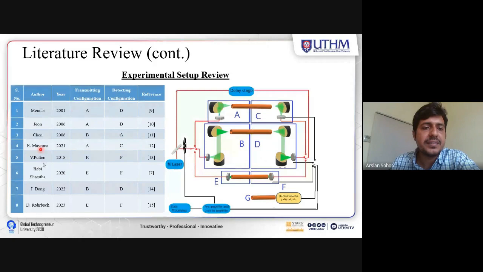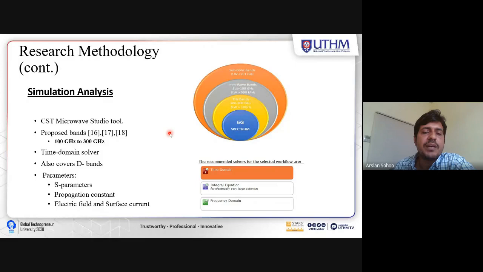So for the simulation analysis, we have used the CST Microwave Studio tool. And the band we have used is 100 to 300 gigahertz. It is the most proposed band by different researchers, scientists, and companies. And we have used the time domain solver. This band also covers the D band, which is the most recommended band for 6G communication. And the parameters we are interested in are S parameters, propagation constant, etc.